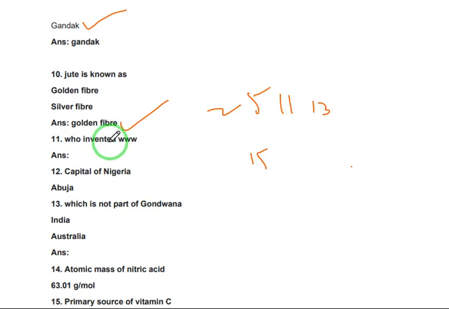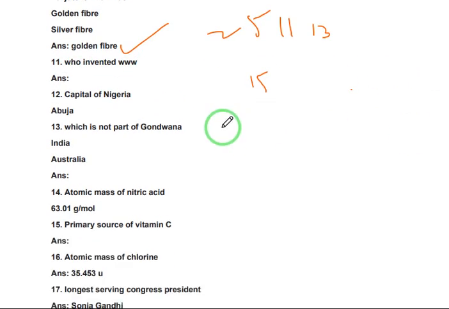Next one, 11th question. Who invented World Wide Web? If you know the answer, just answer in comments. Who invented World Wide Web? 12th question, capital of Nigeria. Capital of Nigeria is Abuja.